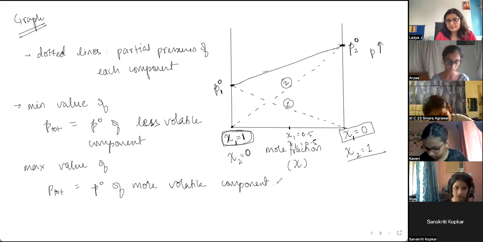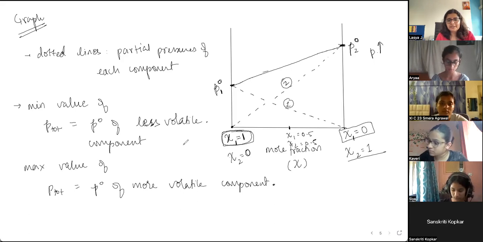So basically, if you take a pair of liquids, their total vapor pressure can't be any random value. It will always range from the partial pressure of the less volatile to the partial pressure of the more volatile substance. If you take the total of both of them, it is going to be somewhere between those two values only. It won't fall outside those values.